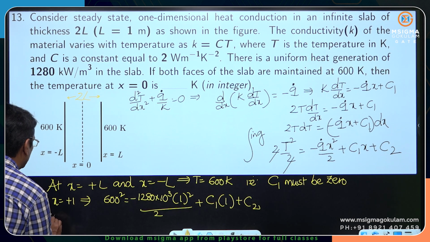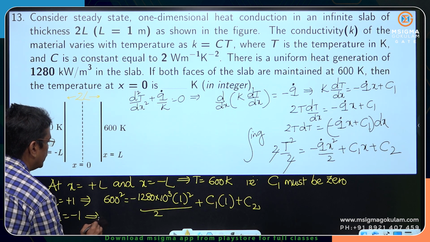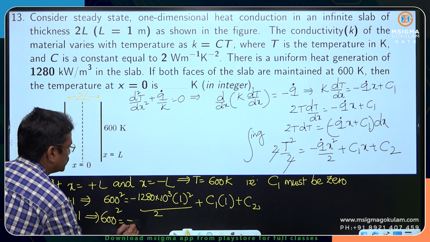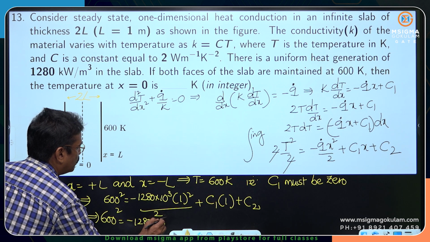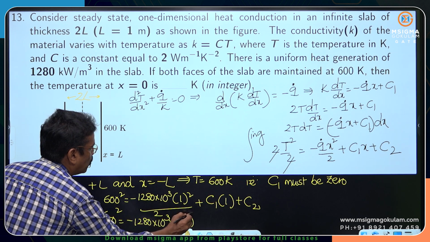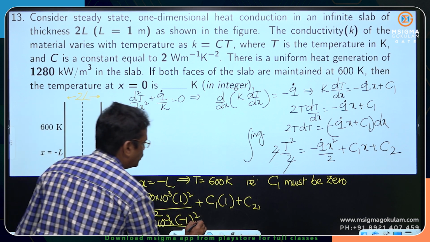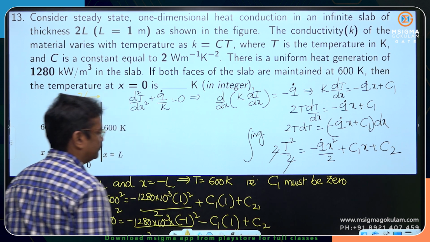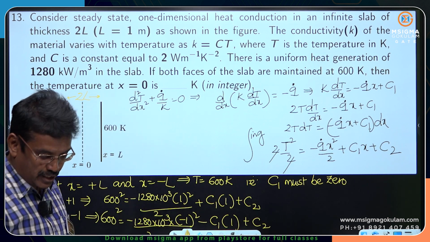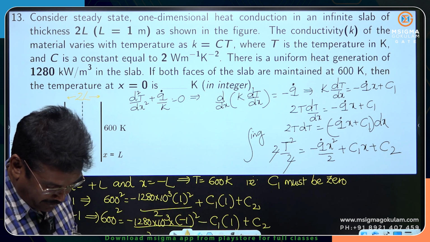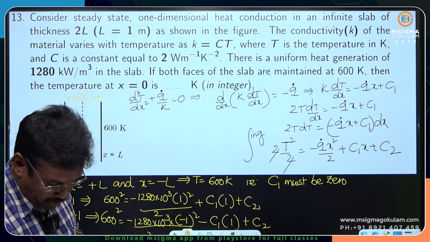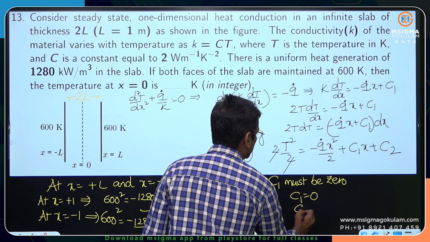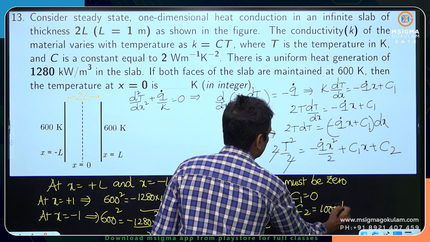At x is equal to minus 1, 600 square is equal to minus 1280 into 10 cube into minus 1 whole square by 2, substituting minus C1 into 1 plus C2. Okay, we got two equations and two constants. We can easily obtain that C1 has become 0 and C2 is 1000 Kelvin.